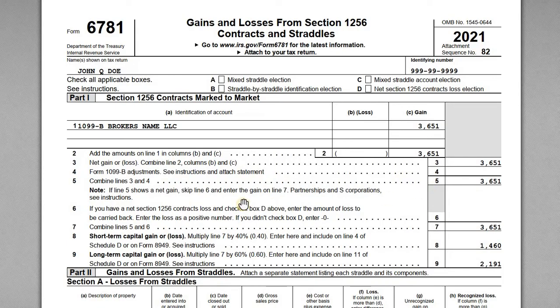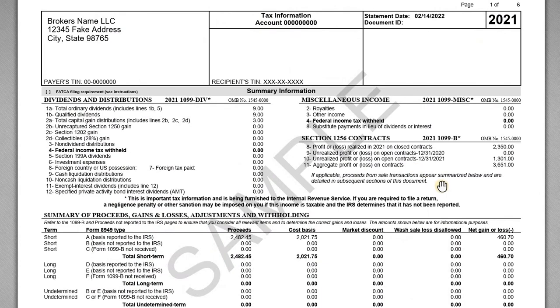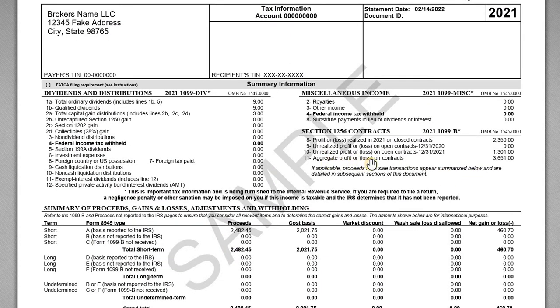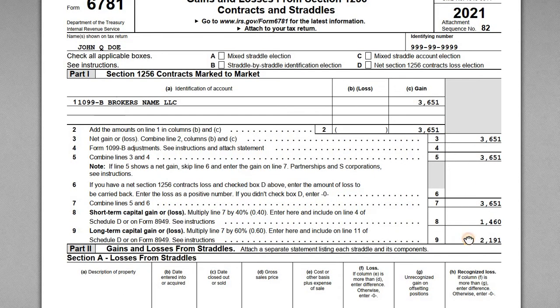So what are the instructions? Well, the instructions ask that if you are reporting 1256 contracts that you receive through a consolidated 1099-B, you should enter 1099-B here to start and then enter the broker's name. And so that's how we identify the account. So in this case, we have 1099-B, broker's name LLC, and then report the net amount of either gain or loss. Now you recall on the brokerage statement here, our aggregate profit or loss, line 11, is $3,651. So we report $3,651 of gain.